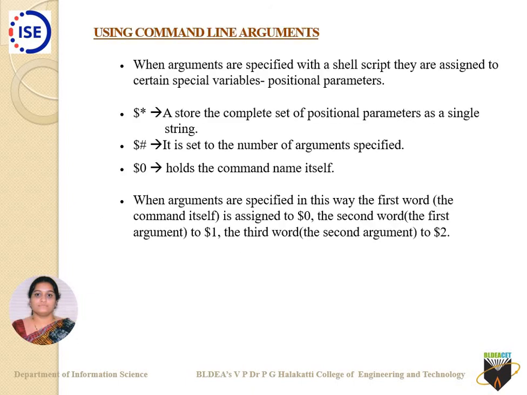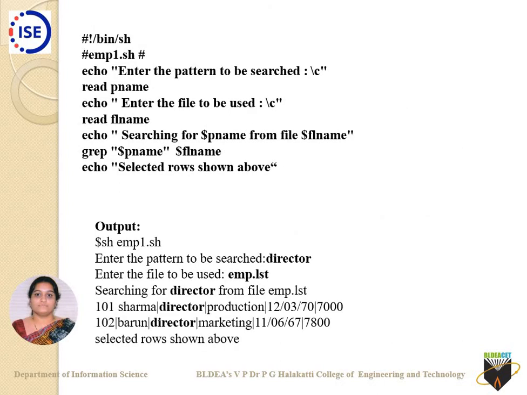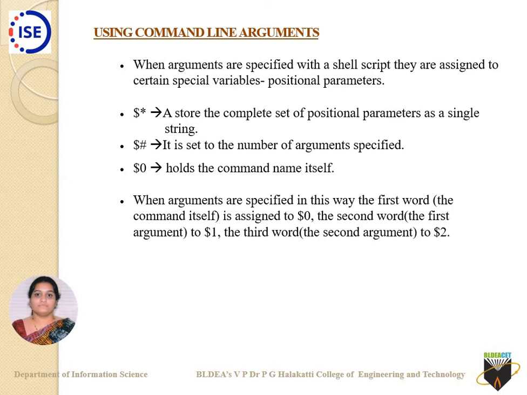What is $#? $# holds the number of command line arguments. If you give 2 command line arguments, then the $# value will be equal to 2. If you give 3 command line arguments, it will be equal to 3. If you have not given any command line arguments, then the $# value is equal to 0.